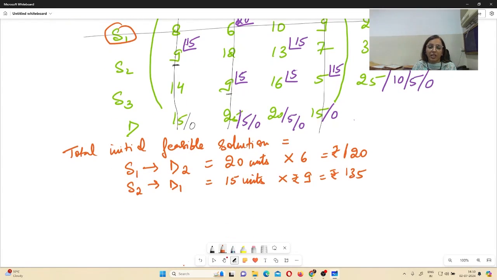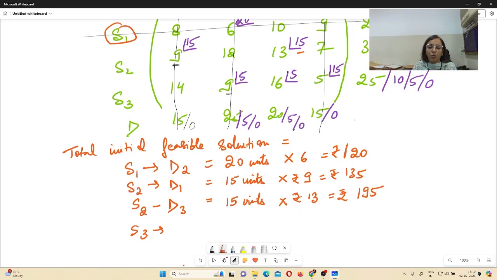Yes, the units are being transferred from S2 to D3, right? D1 is done, D2 is not there, D3 is 15 units. So S2 to D3 is how many units? 15 units, and the 15 units will be transferred at a rate of rupees 13. At a rate of rupees 13, that will be equal to rupees 195, right?